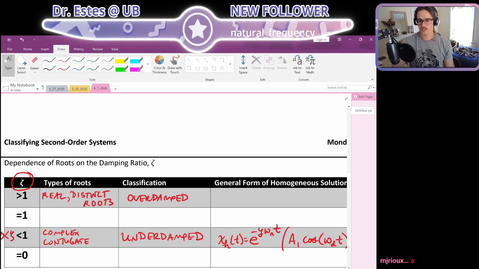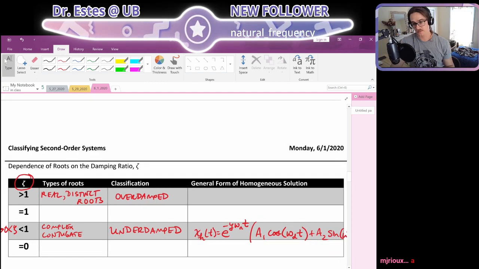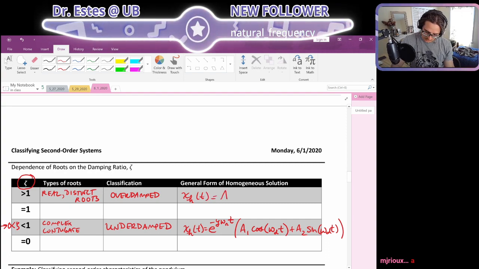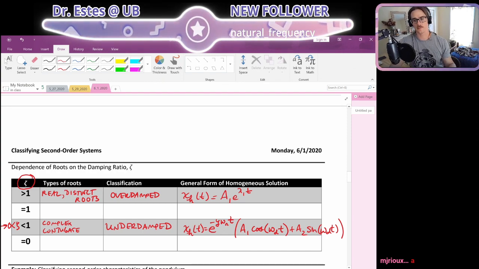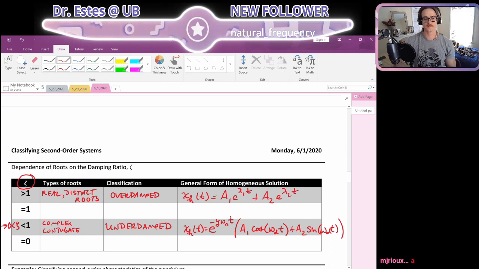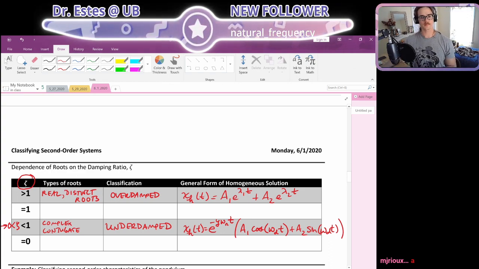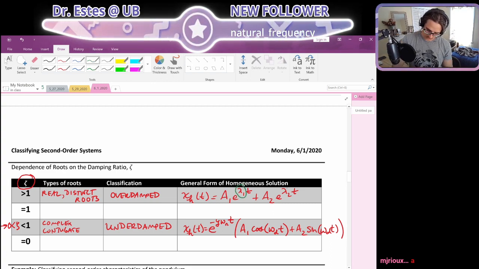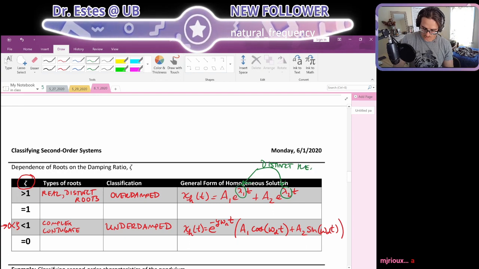But the homogeneous solution looks totally different. Because the roots are real, there's no sine or cosine. So in this case, the homogeneous solution is a1 e to the lambda 1 t, where lambda 1 is the first root, and it's just a real number, plus a2 e to the lambda 2 t. So lambda 1, lambda 2, that's what I mean when I say distinct real roots. They're 2 different real numbers.